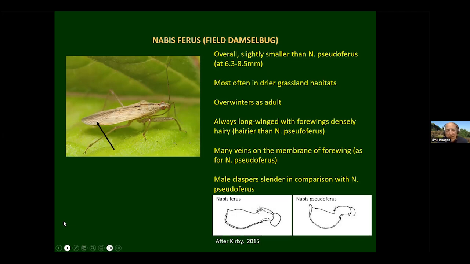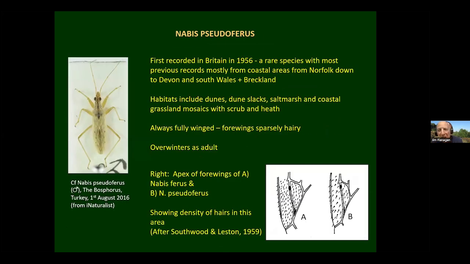So Nabis pseudoferus, this is an enigmatic species for me. I don't think I've ever recorded it. And we don't have very many records of it in the recording scheme data set either. Interestingly enough, it was first recorded in Britain in 1956, and most records are from coastal areas or coastal regions, especially sandy areas like dunes, and obviously there are some inland records like from the Breckland area.